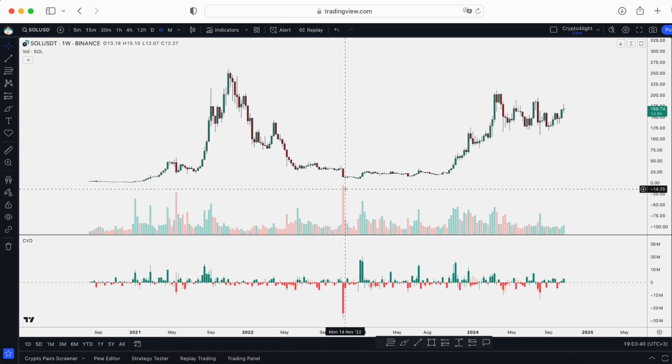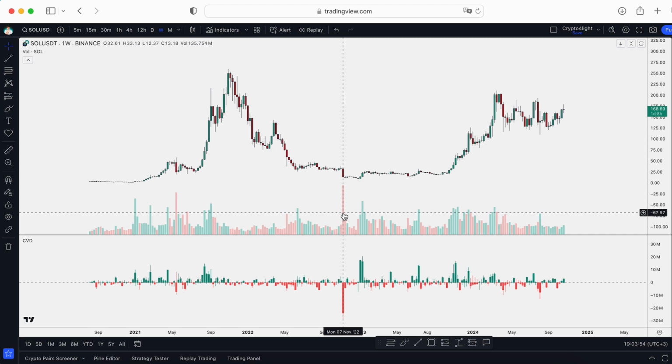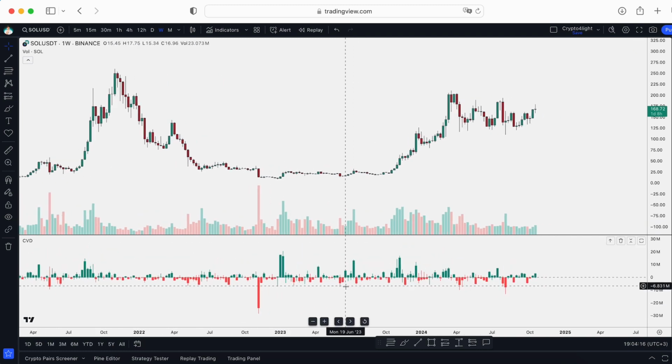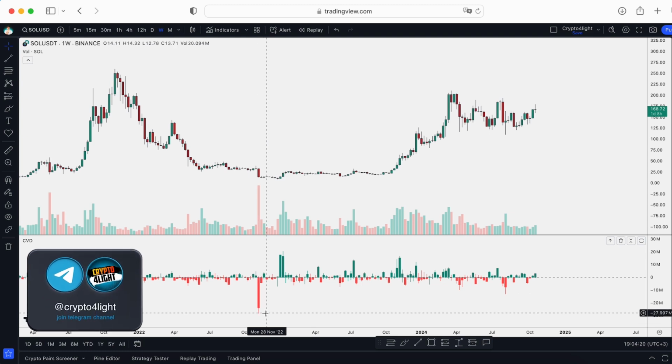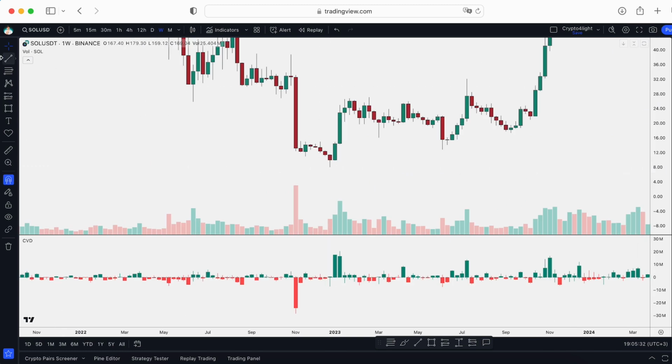How can we track the volume of the candles? We need to go here to the tickers, right-click and turn on the volume. So now we can track the volume of every single weekly candle. Take a look, that week, crazy red sales, the global volume on that week was 135 million. But the cumulative delta between the buyers and the sellers was like 27 million. So it's the difference between the buyers and the sellers, because of course inside that week we got buyers and the sellers.